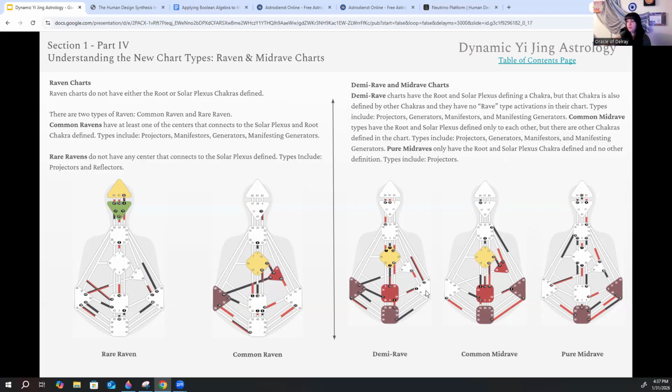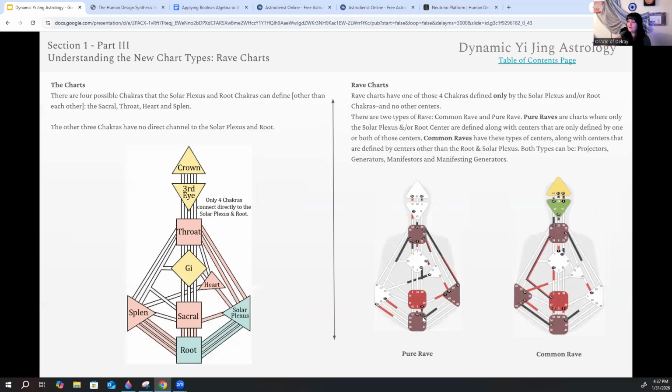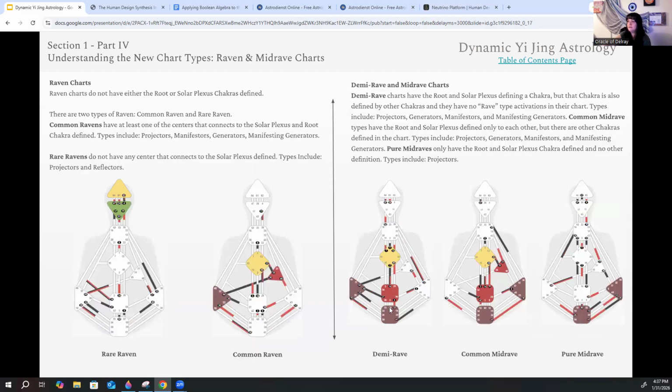Either or both of the solar plexus or root can be defined. And it defines centers, but those centers are also defined by other centers. So that's what makes it different than a common rave, because the root and solar plexus define a chakra that isn't defined by any other chakras. So the root defines the sacral here, but it's also defined by the spleen and the G chakra. So that's a demi-rave kind of connection.